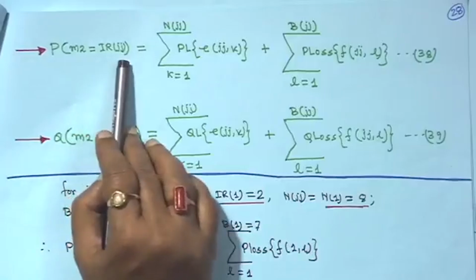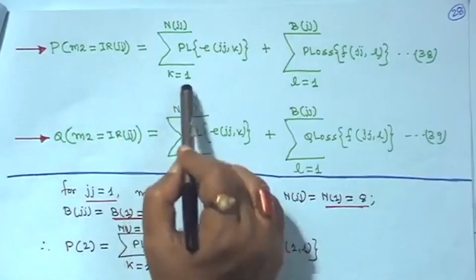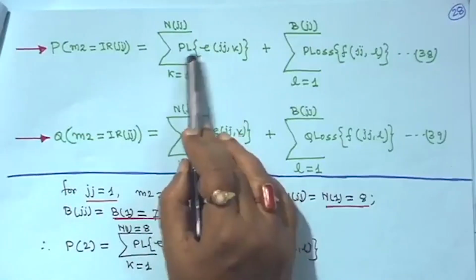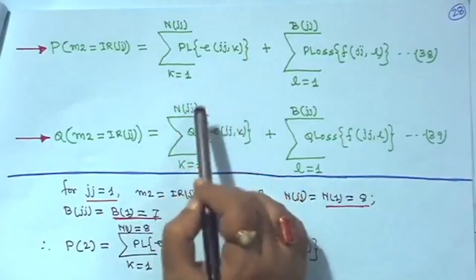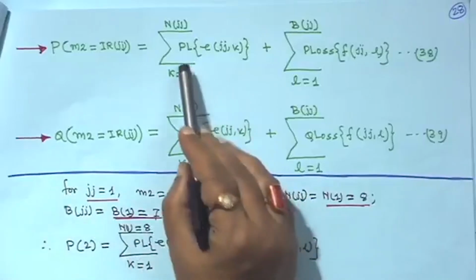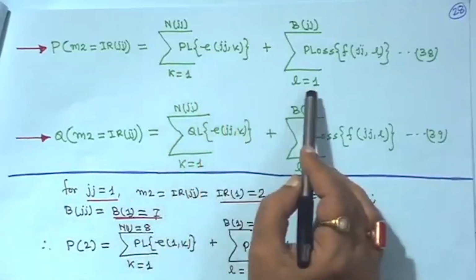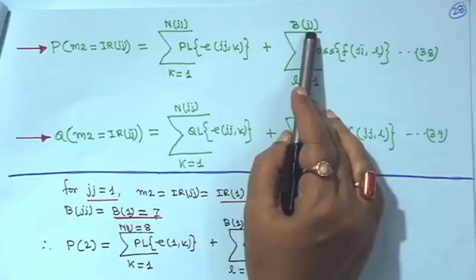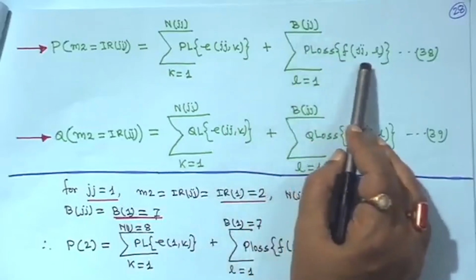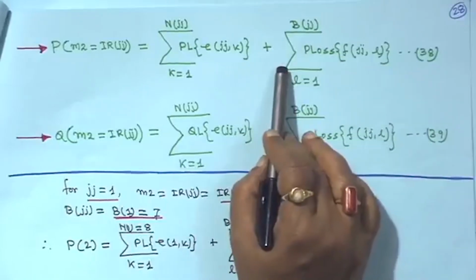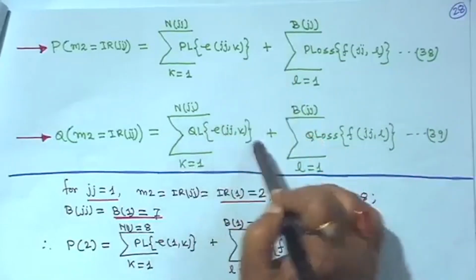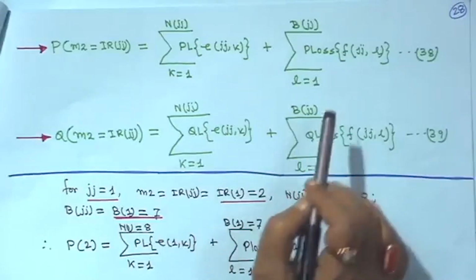So, M_2 is equal to I_R(JJ). This way you write: sum over K equal to 1 to NJJ of P_L times the E_JJK matrix. Earlier we were writing I times E_JJK, that was for the first method. In this case, P_L E_JJK plus sum over L equal to 1 to B_JJ, the number of branches, of P_loss F_JJL. This is equation 38. This equation will be slightly changed; first you understand, then this equation will be slightly different.